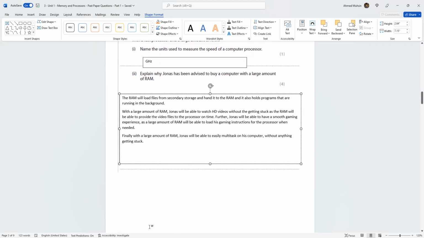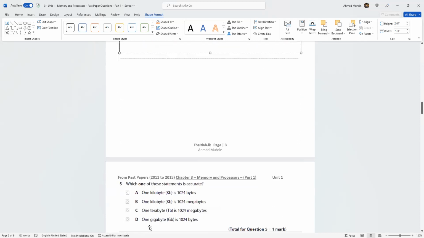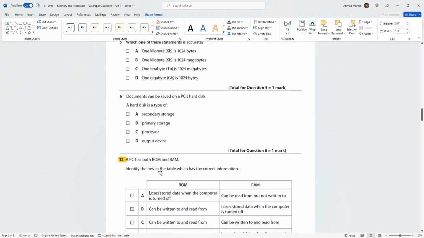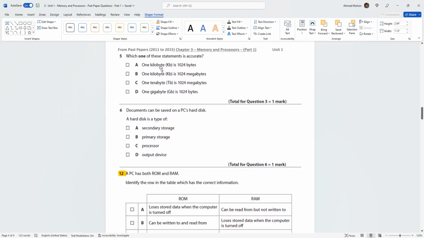Right, moving on to our next question. It says, which one of these statements is accurate? 1 kilobyte is equal to 1024 bytes. Yes, that is accurate, isn't it? 1 kilobyte is equal to 1024 megabytes. No, it should be the other way around. 1 megabyte is equal to 1024 kilobytes.